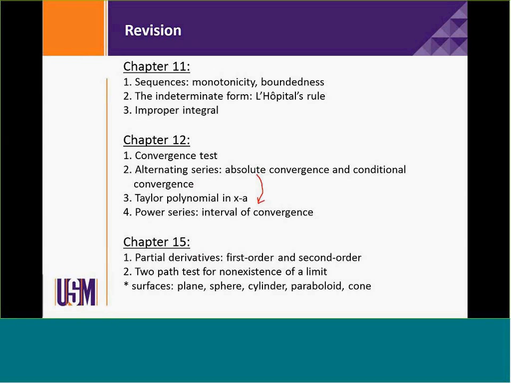The partial derivatives: find all the orders, the first order, second order partial derivatives. It will be like del over del x, del square over del x squared, del x, del y. And then 2 path tests for non-existence of a limit. That means how to show that the limit does not exist. And this I have covered. You should know how to sketch the surfaces. Just now I've covered that already.